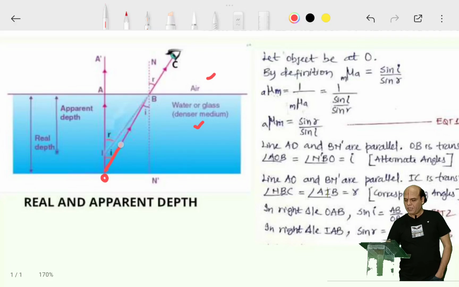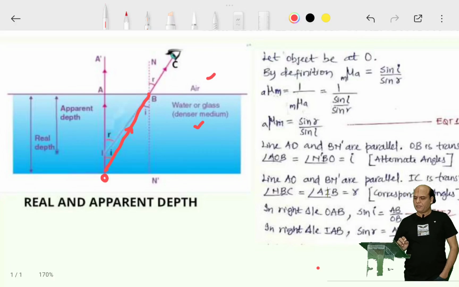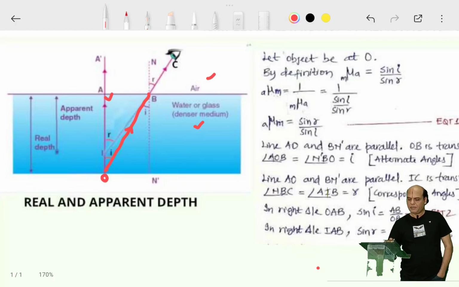So this is one incident ray. After refraction, it gets deflected along BC and reaches the observer. Consider another incident ray OA, which is normal to the boundary surface, and it follows undeviated refraction along AA dash, which is also normal to the boundary.